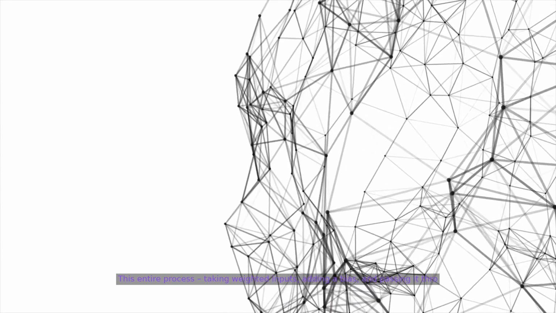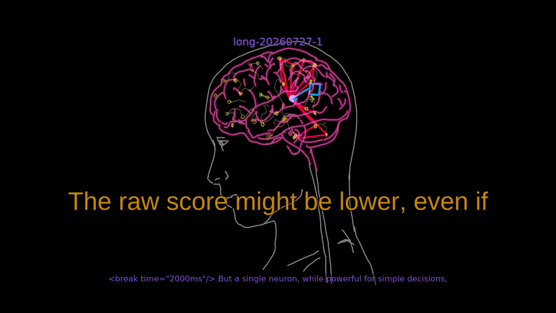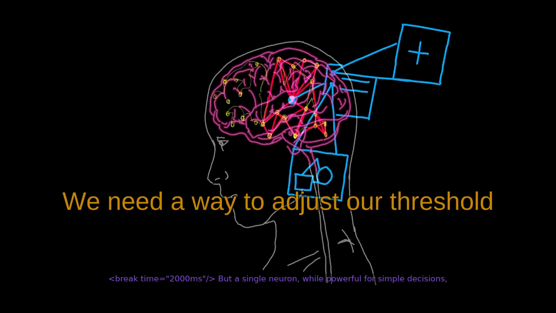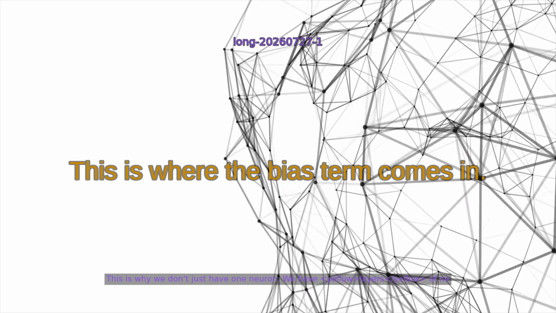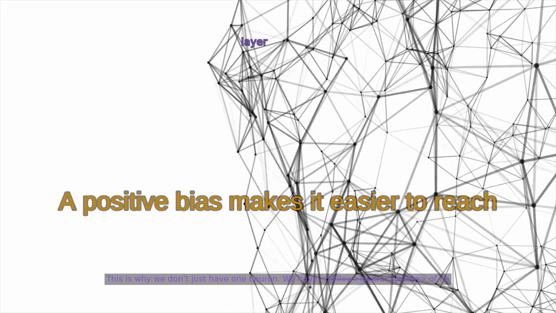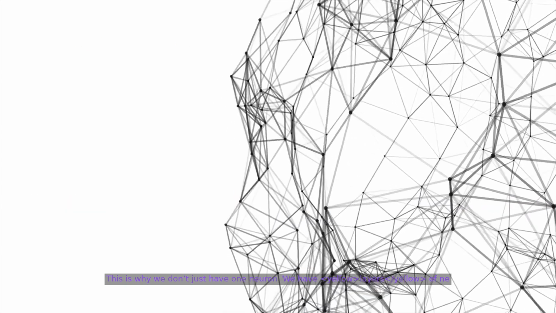But this raw score isn't quite enough. What if our 7 is a bit faint, or drawn very small? The raw score might be lower, even if it's clearly a 7. We need a way to adjust our threshold for what counts as a 7. This is where the bias term comes in. We simply add this bias to our raw score. A positive bias makes it easier to reach a yes decision, shifting the threshold down. A negative bias makes it harder, shifting the threshold up. It's like setting the difficulty level for recognition.